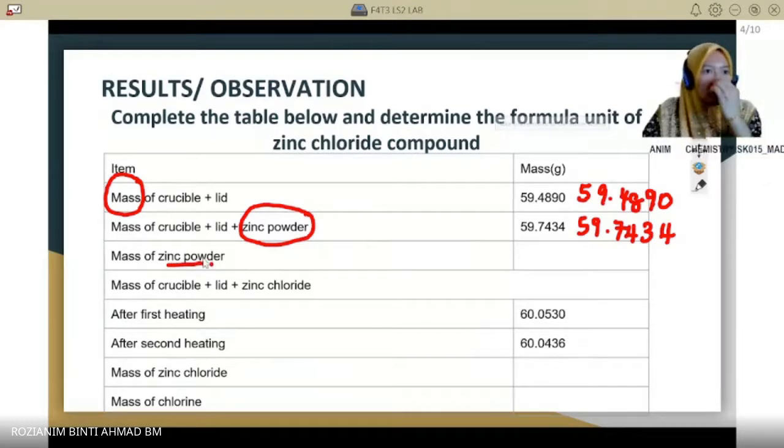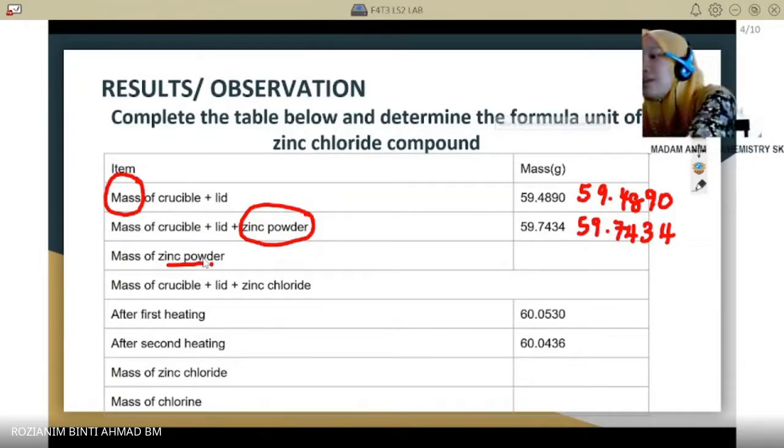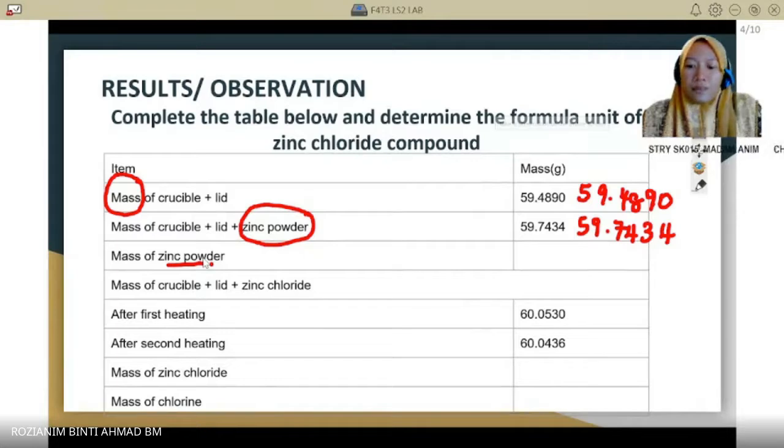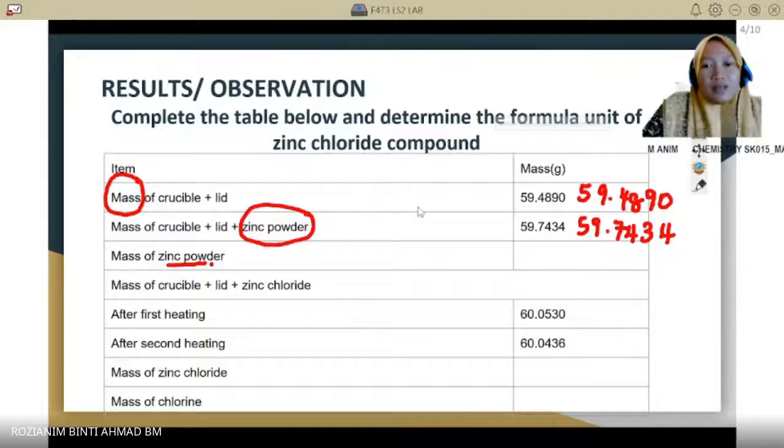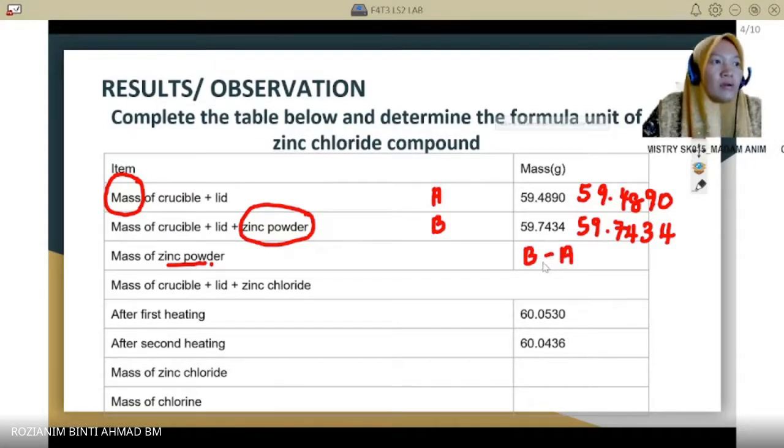So, zinc powder here. Wafa, how do we calculate the mass of zinc powder? The calculation step is similar to the pre-lab question given last week. How do we calculate, Wafa? Mass of crucible plus zinc powder minus the first mass. Okay, good, correct. If I label here as A and B, to get the mass of zinc powder means the B data minus A data. This is your task when writing your report.